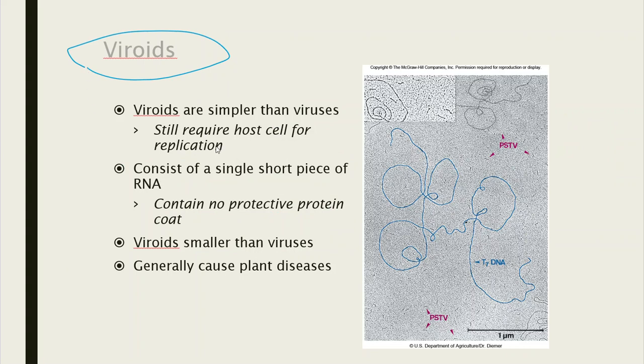Viroids. This is a single piece of RNA. There it is. No, it doesn't even have the protein coat that a virus does. They're smaller, obviously, but these are basically plant diseases. So this is confusing, virus and viroids. So you need to keep those 2 terms separate in your head, okay?